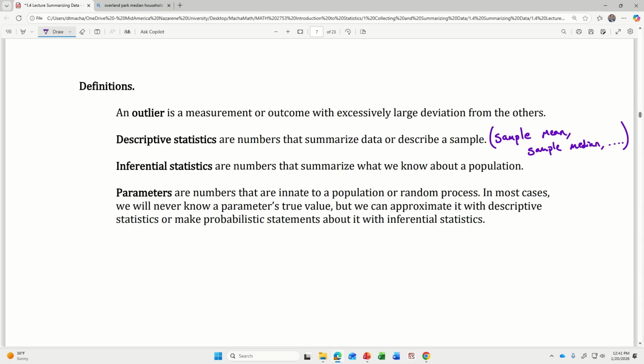Parameters are numbers that are innate to a population or a random process. In most cases, we can never know a parameter's true value, but we can approximate it with descriptive statistics. Is that the same as parameters from, I think, the second lesson? Yep, it's the same term. I probably just put it in my lecture notes twice, but it's the same thing. I'm still talking about the same parameter.